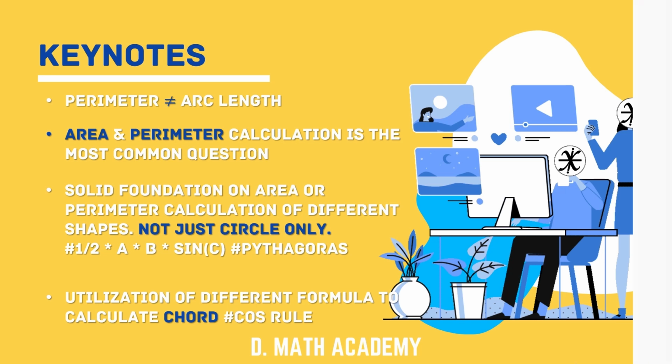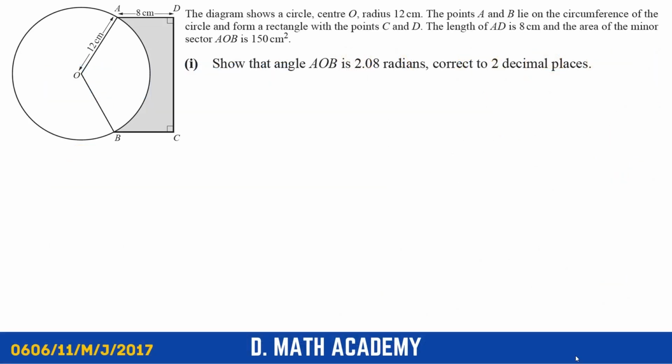So let's go through our first example here. Show that angle AOB is 2.08 radians, correct to 2 decimal places. The key information given by the question is that the radius is 12, AD's value is 8, and the area of the minor sector AOB is 150 cm squared. So we need to utilize the minor sector AOB's area.